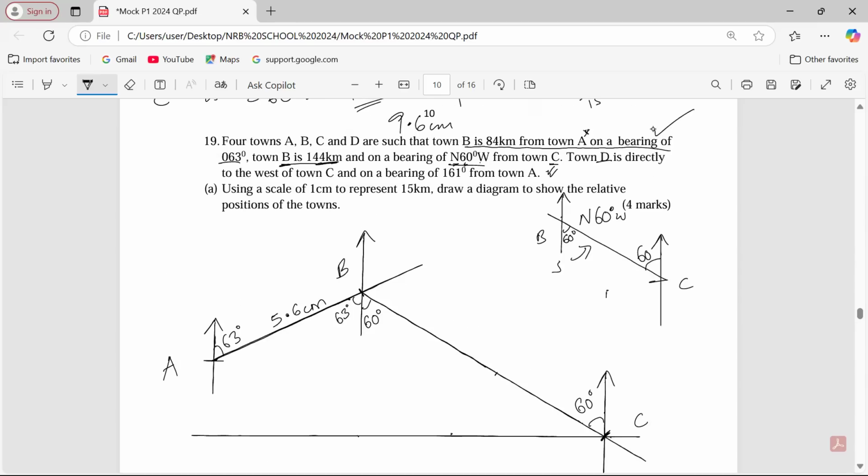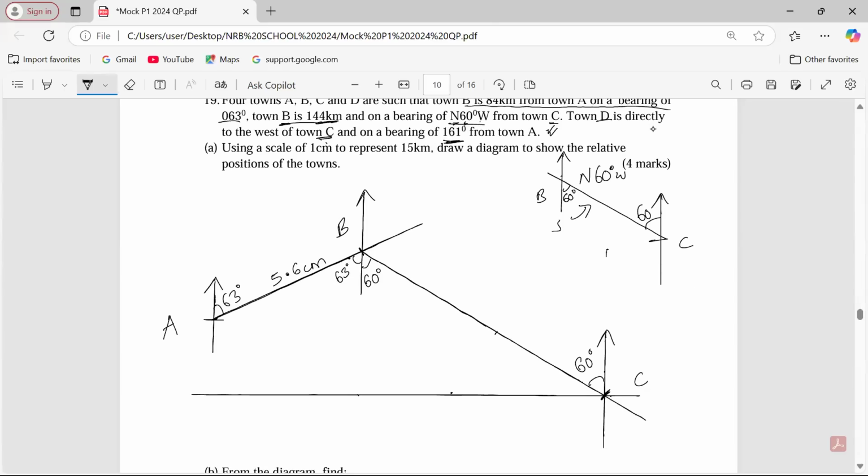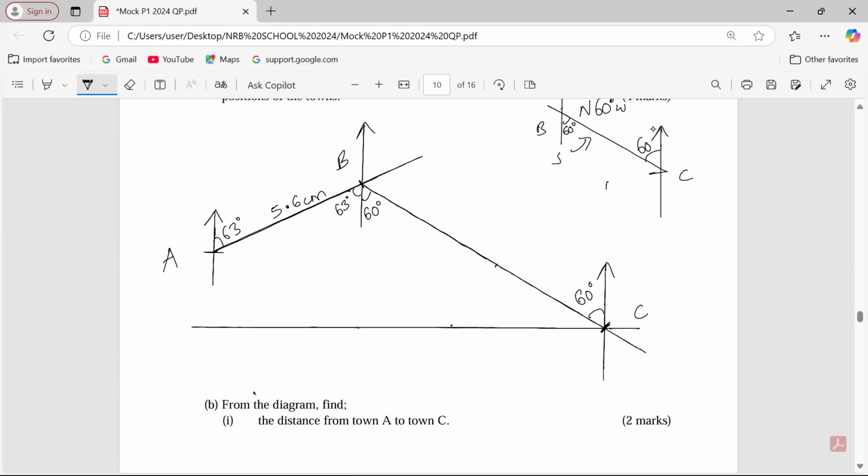More instructions about D is that it is directly to the west of C, that one is done, and also on a bearing of 161 from A. So we measure an angle of 161 from A. 161 from A, and we produce that line. That is the angle of 161.